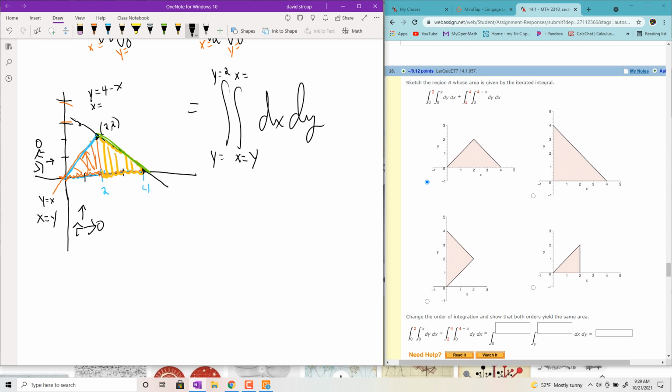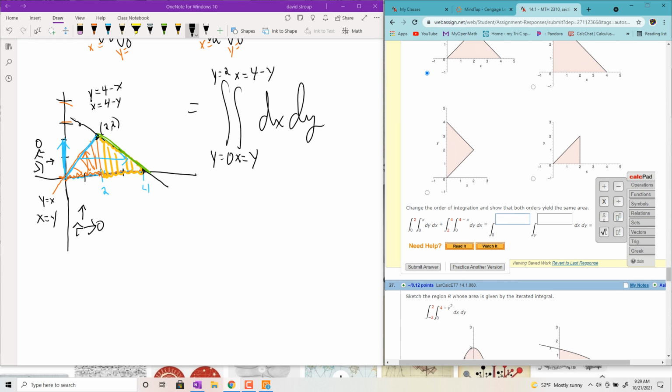Add the x to the other side, subtract the y to the other side, so you get 4 minus y. So x equals y to x equals 4 minus y. And in this orientation, much simpler, curve to curve. And then point to point, it looks like we're just going from 0 to 2. And we just have one integral to deal with, so life is much easier. So let's go 0 to 2, and then x is y to x is 4 minus y. And then they want you to evaluate it.